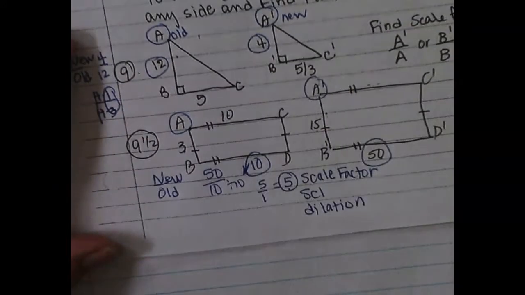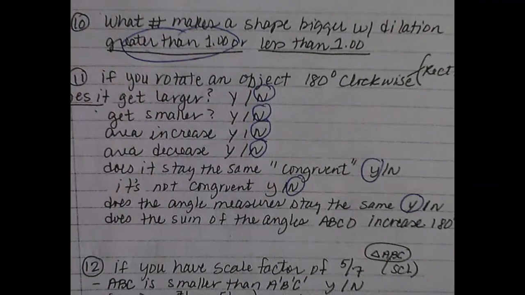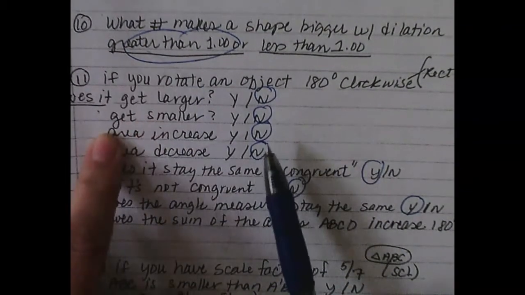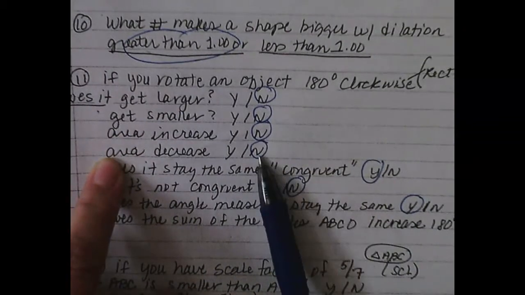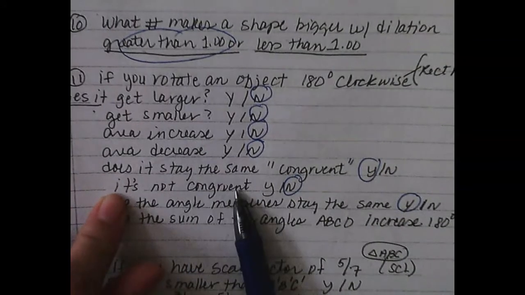Next page. Alrighty, question 10. What makes the shape bigger? Probably multiplying by bigger than 1. Question 11. So I'm going to answer these questions. What happens when you do rotation? Does it get bigger? No. Does it get smaller? No. Does the area increase? No. Does the area decrease? No. Does it stay the same? Yes.